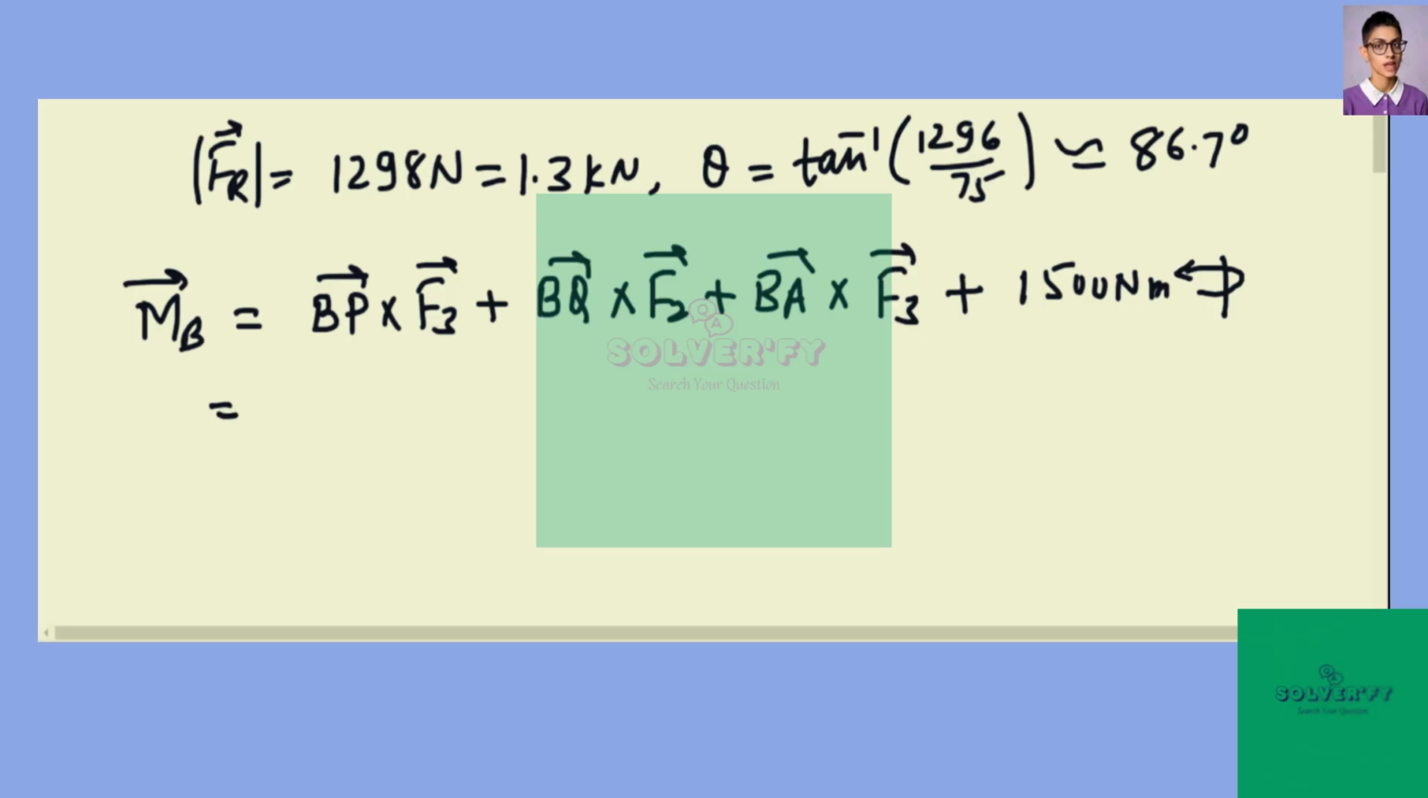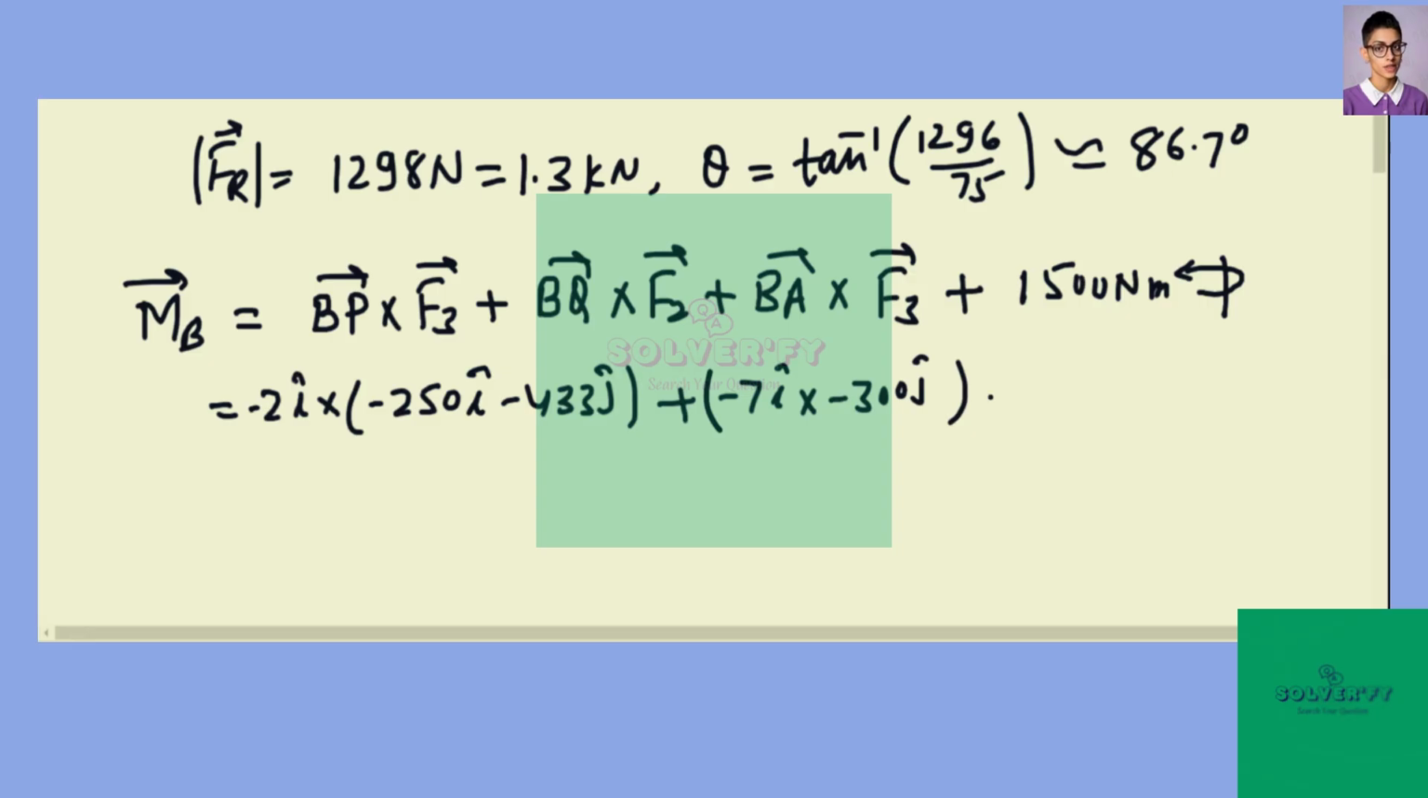Now substitute the value. BP vector is minus 2 i cap vector cross F3. F3 is given minus 250 i cap minus 433 j cap. BQ is 5 plus 2, that is minus 7 i cap cross minus 300 j cap plus BA. BA will be minus 10 i cap cross 325 i cap minus 563 j cap plus 1500 Newton meter.